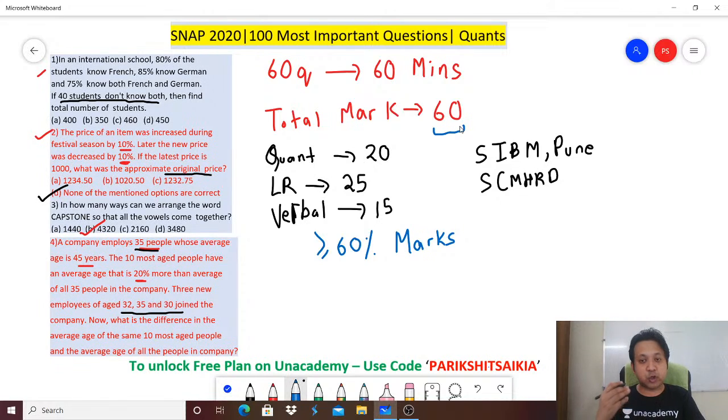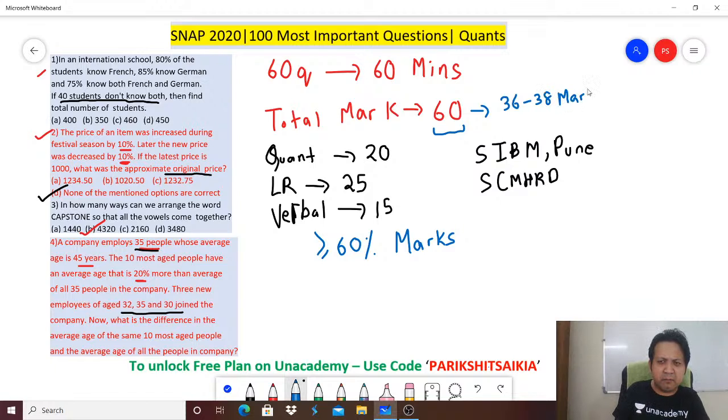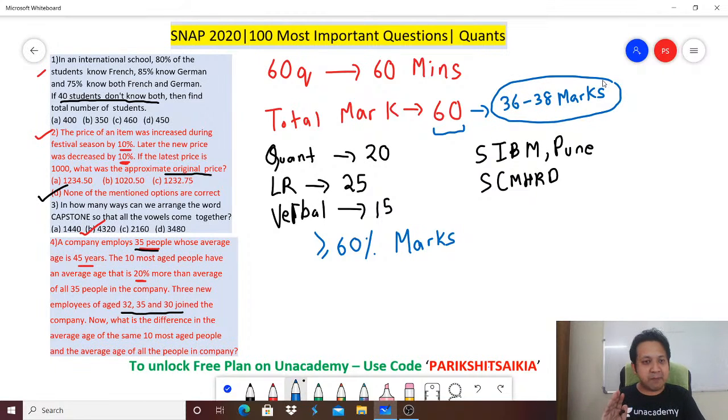if you are targeting the top two colleges of Symbiosis University, somewhere around 36, 37, 38 marks. Around 36 to 38 marks. That should be your target marks. Now remember, there is negative marking. So you cannot obviously be ticking every answer, right? You cannot tick every answer.